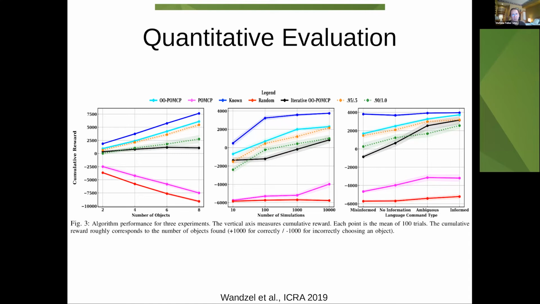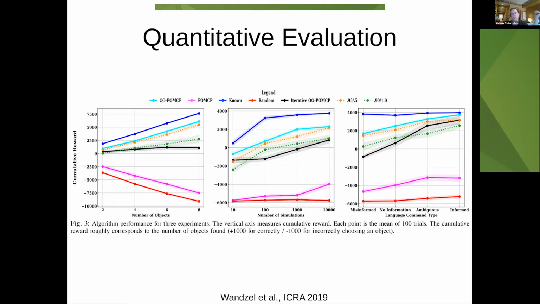The thing to look at is the graph on the far right, where we tried 4 different conditions. The misinformed condition is where the language is actually lying to the robot. We tell the robot it's in the kitchen, but actually the object is not in the kitchen, it's in the living room. Then no information is where there's no information from language at all. The person is not lying, but they're not helping you either. They're not telling you where the object actually is.